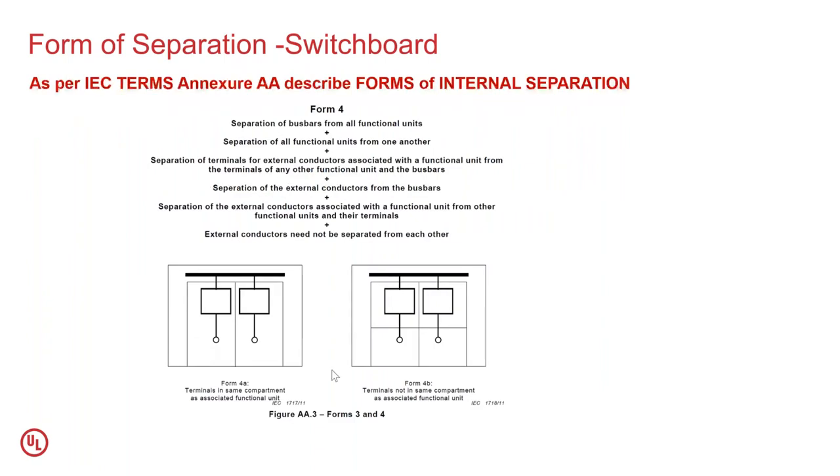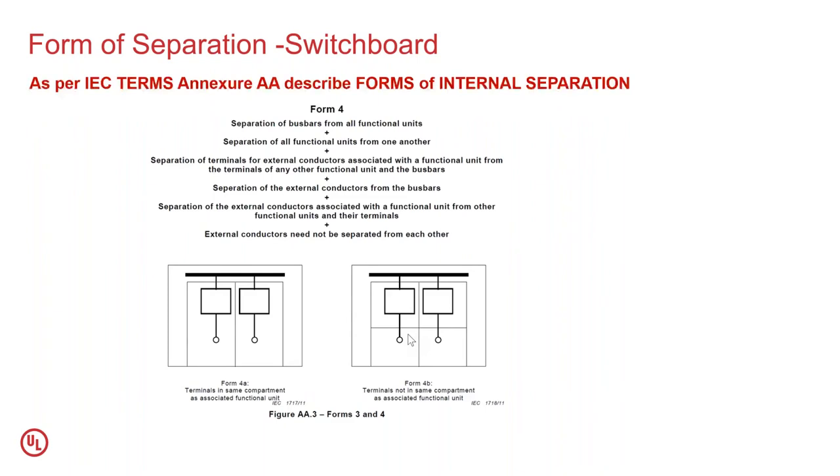Under form 4B, terminals not in same compartment. You see that outside also, it is blocked. Terminals not in same compartment as associated functional unit. So basically, I go on isolating each part of the breakers as per the requirement. That refers to form of separation. I think you have now easily understood.